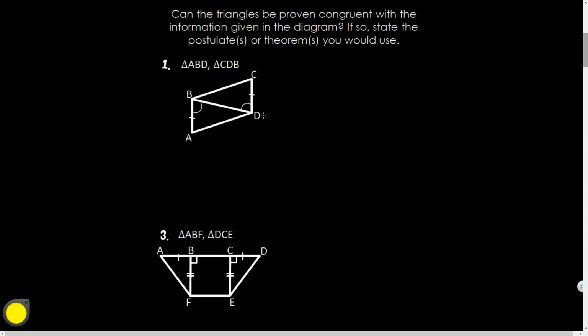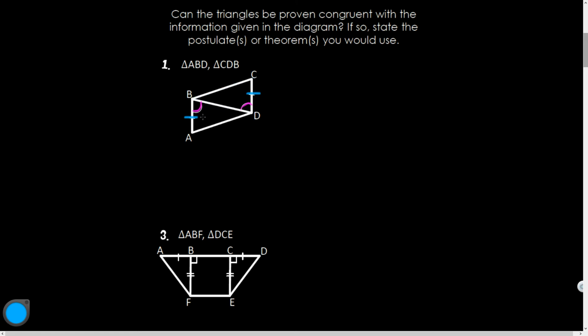which I picked for no particular reason, other than that it works with side angle side. But here we go. Can the triangles be proven congruent with the information given in the diagram? If so, state the postulate you would use. So notice, presently, I happen to know this side is congruent to that side, and I happen to know this angle is congruent to that angle. That's like an SA or an AS. I need another side here, people. Does anyone see a side that I could show congruent?